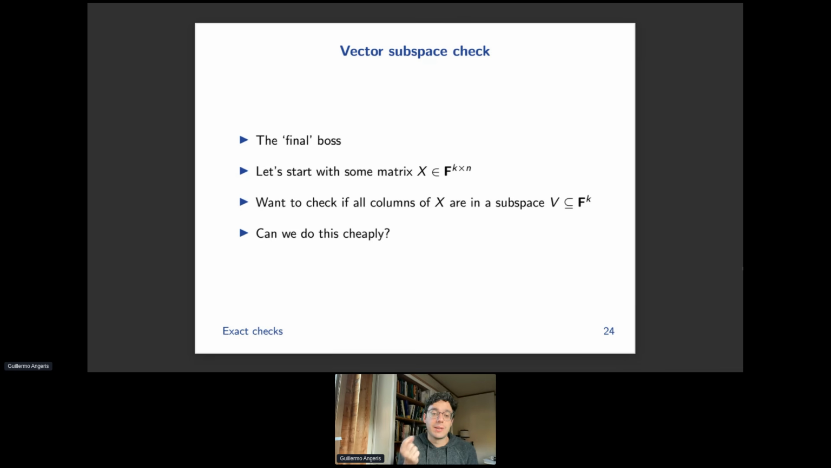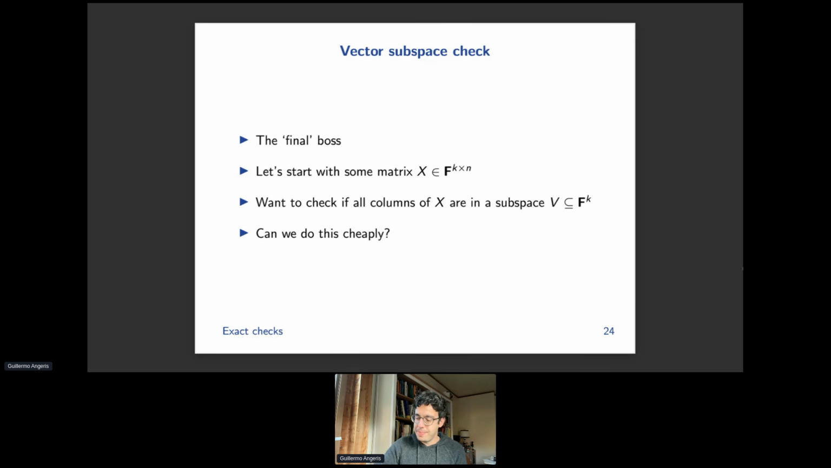If you remember from homework 1, there is a special case. The 0 subspace, in other words, the subspace that only has one element, which is the vector 0, is a valid subspace and exactly reconstructs the matrix 0 check that we had before. So that's a special case of this. This is a more general claim. We want to take a bunch of columns of X, and check whether all of them belong to a vector subspace V that we know. And the question is, can we do this cheaply?